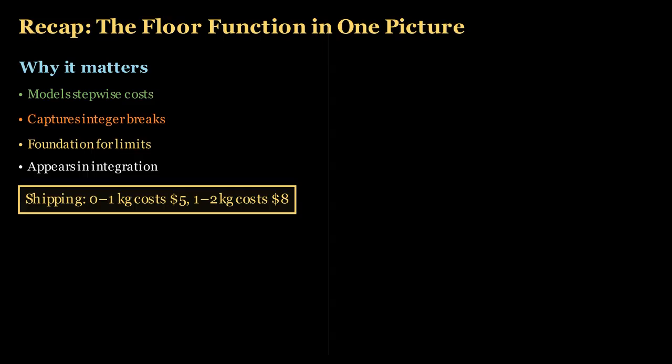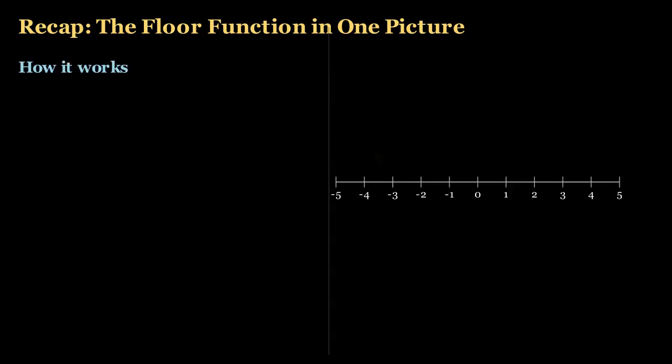The output of the floor function is always an integer, so its range is the set of all integers. On each step, the left endpoint is a closed dot, meaning the function includes that point. The right endpoint is an open dot, meaning it does not. So each step covers a half-open interval like from 2 to 3, including 2 but not 3. At every integer, the graph jumps up by exactly 1.